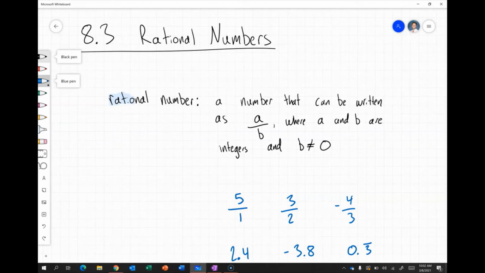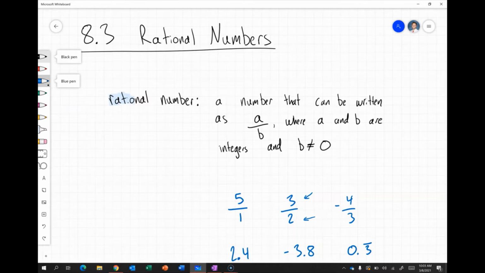But what we can also add in are fractions and decimals that are positive and negative. For example, we have 3 over 2. 3 over 2 could also be written as 1.5. But because it can be written in this form, 3 over 2, where a is an integer and b is an integer, this is a rational number. Another example is negative 4/3. Again, negative 4 is an integer and 3 is an integer, so this is a rational number.